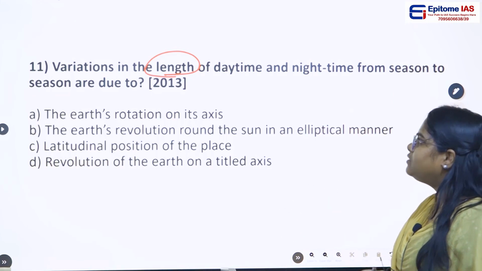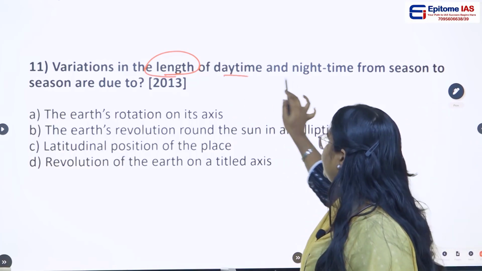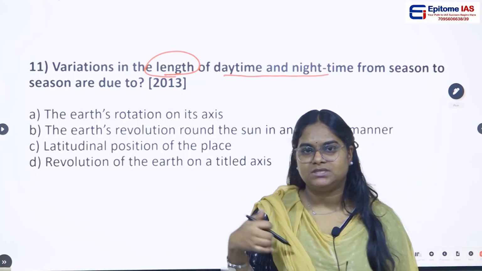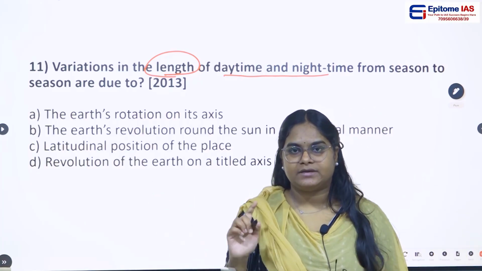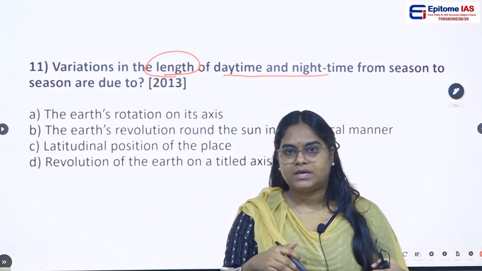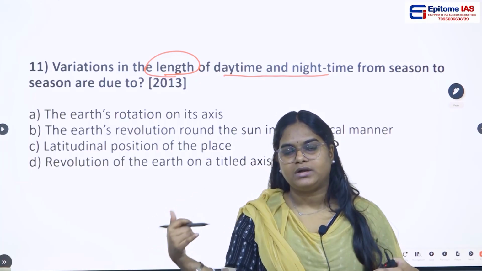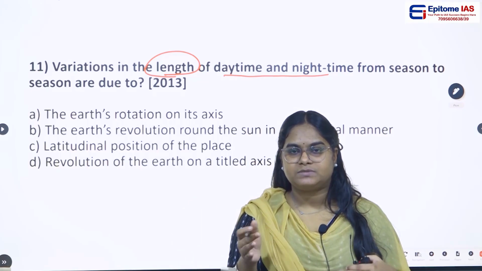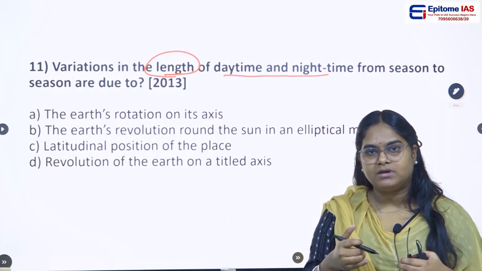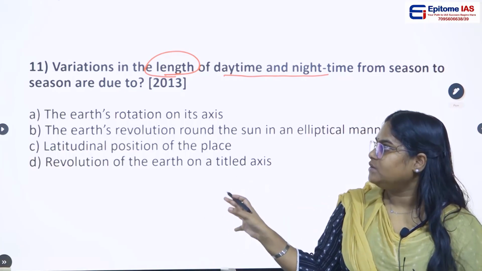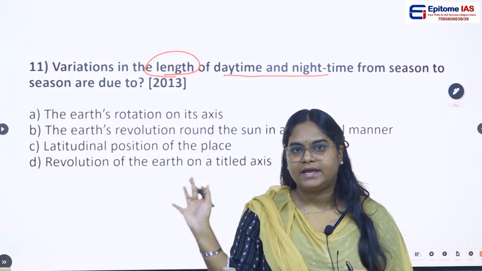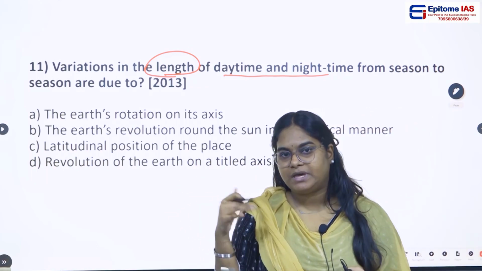So if you see, they are not asking about the cause of day and night. They are asking about the cause of variation in the length of the day and night. Sometimes we have a long day and a short night. Sometimes we have a long night and a short day. Especially during winter, you will have a long night. During summer, we will have a long day. So they are asking what is the reason for this particular variation in the length of day and night. So it is very simple. It is based on the seasons.